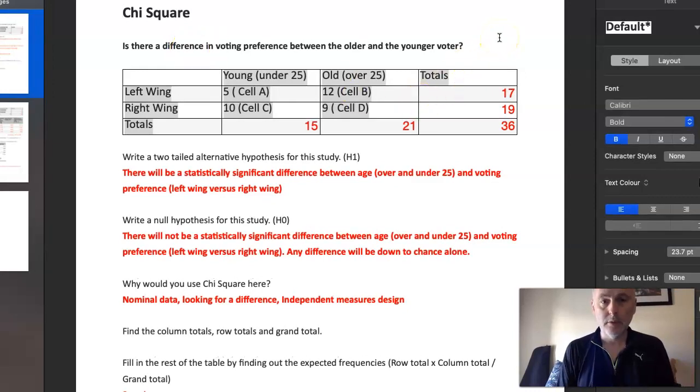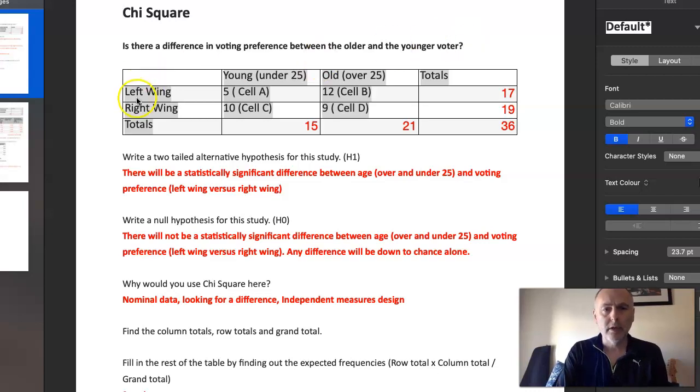Hello and welcome to this video tutorial on the chi-squared statistical test, an inferential statistical test that we use in OCR A-level psychology. The question that I'm going to go through with you is this one, just to demonstrate how to use this particular statistical test. The question is: is there a difference in voting preference between the older and the younger voter? Now you might imagine that there probably is, but we're going to look at that by some figures.